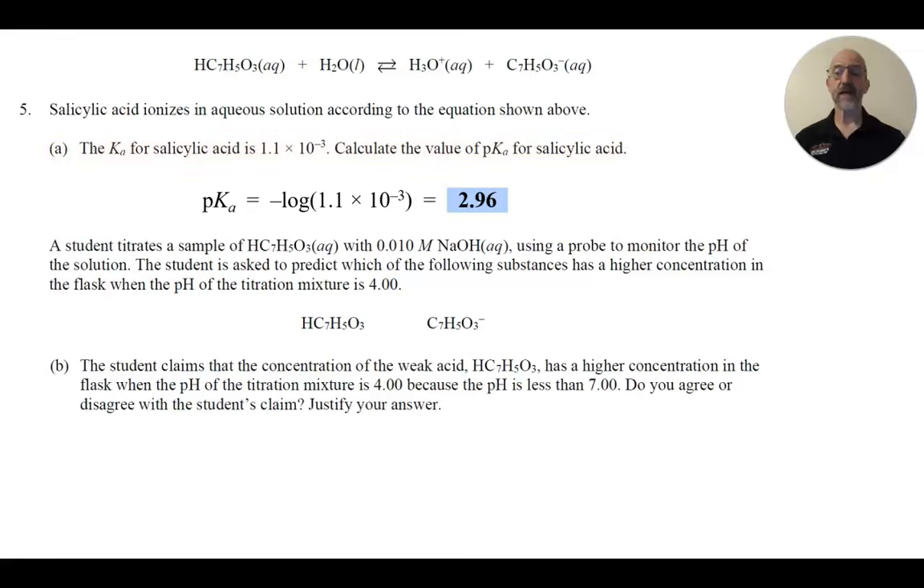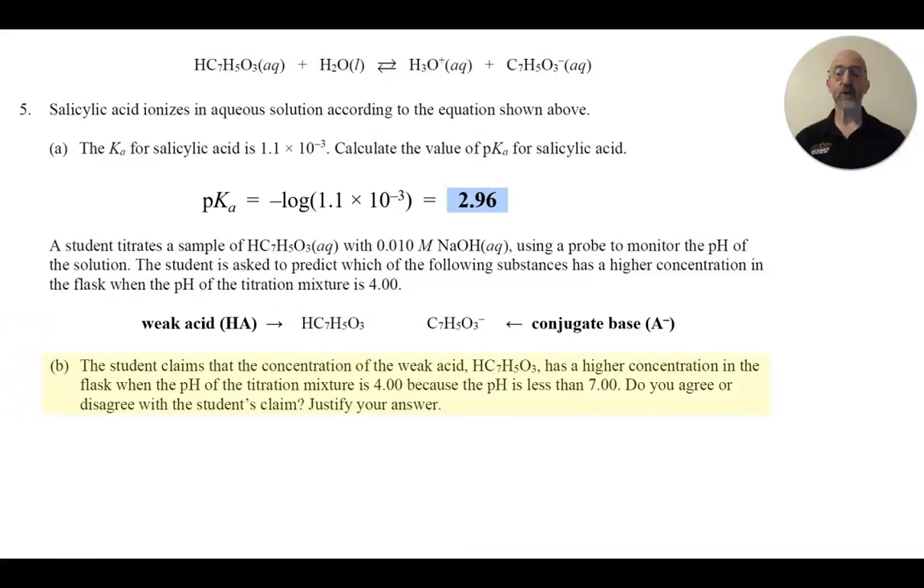It says that a student titrates a sample of salicylic acid with 0.010 molar sodium hydroxide using a probe to monitor the pH of the solution. The student is asked to predict which of the following substances has a higher concentration in the flask when the pH of the titration mixture is 4.00. So we can see on the left HC7H5O3, so that is the weak acid, or HA, and then on the right we can see C7H5O3-, and that is the conjugate base, or A-.